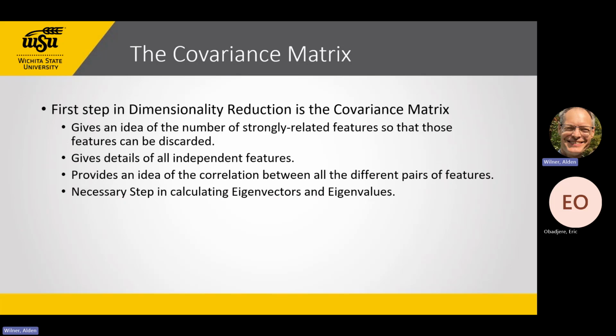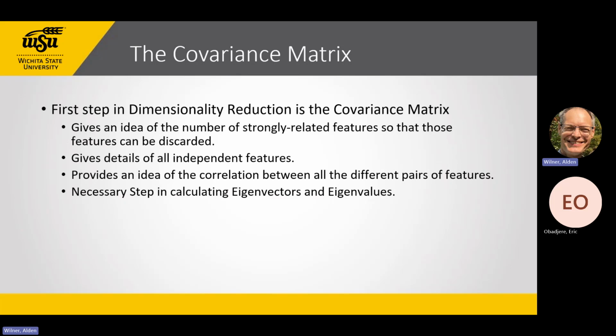Our first step in dimensionality reduction is, of course, the covariance matrix. It gives us an idea of the number of strongly related features. So, we've already done a correlation matrix. We're going to do a covariance, which is similar, but gives us a stronger metric and shows us which features are best explained by all the other features, right?